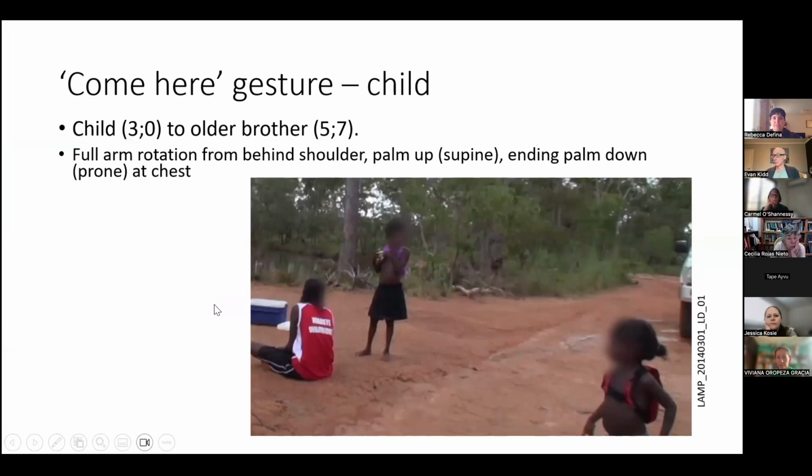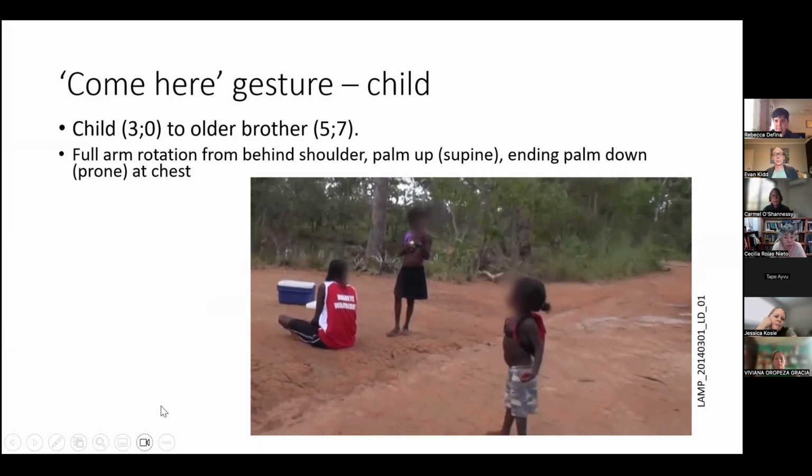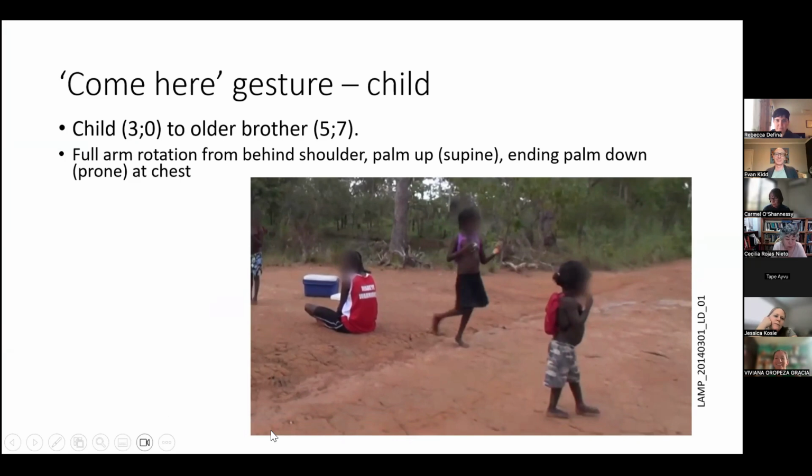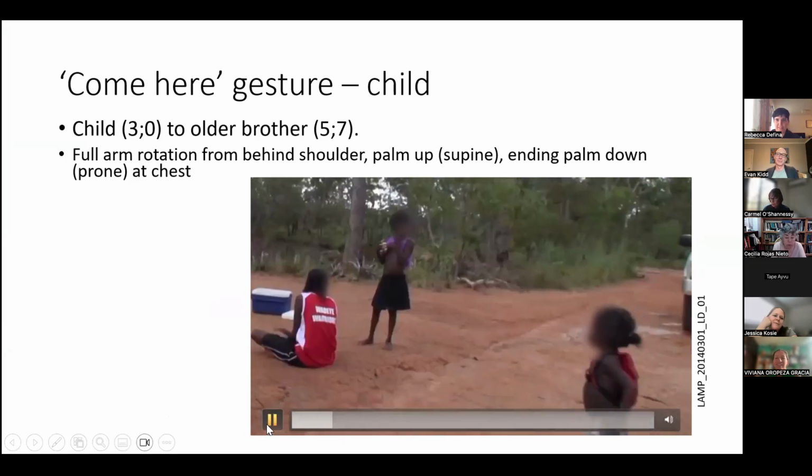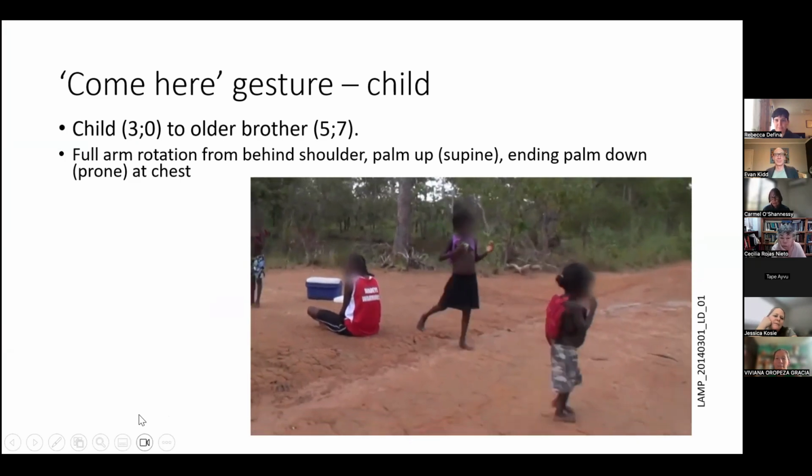So there's also this conventionalized come here gesture. So here it's a 3-year-old child to an older brother. And it's done with a full arm rotation from behind the shoulder. And it's really quite a large, beautiful gesture. Play it once more. It's just beautiful.